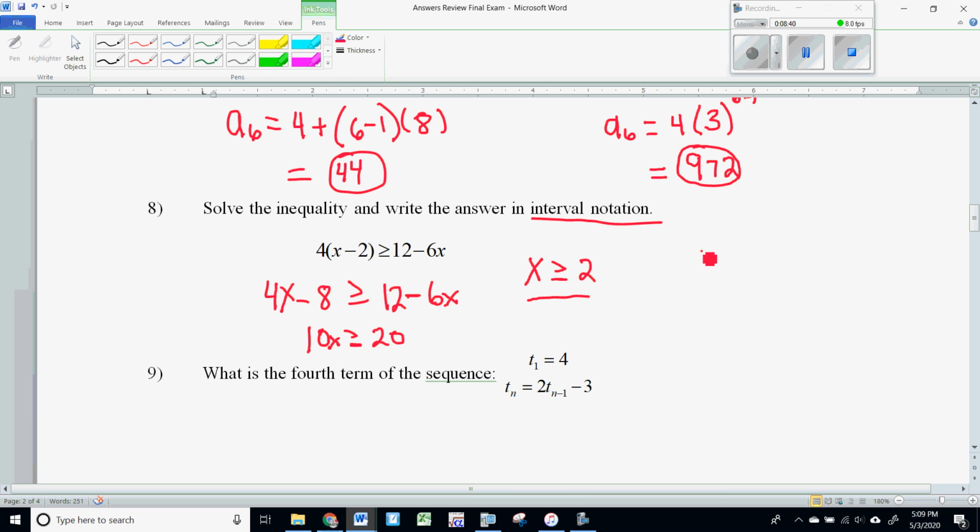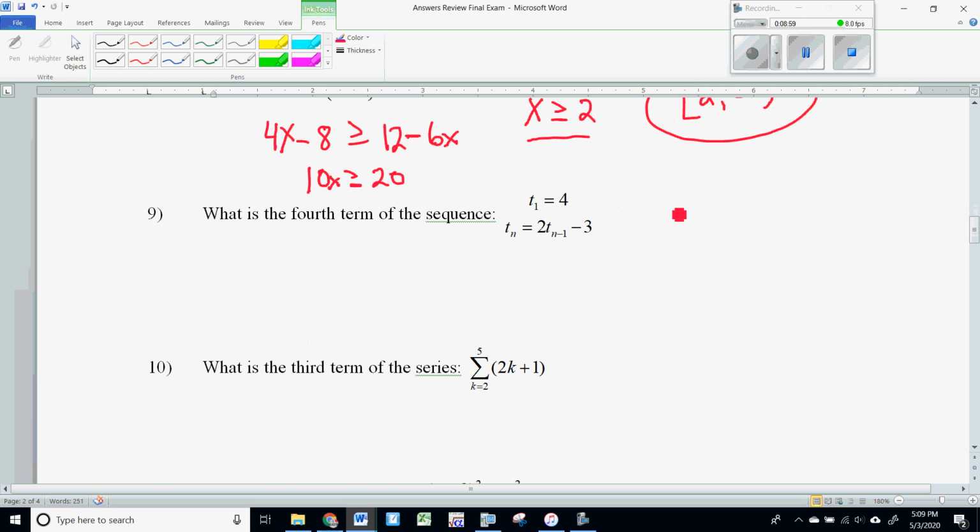So in interval notation, that's going to be 2 to infinity. Remember, always a parenthesis on infinity. And if it's a greater than or less than, it's a parenthesis. And if you have an equals to, as we do here, that is a bracket.